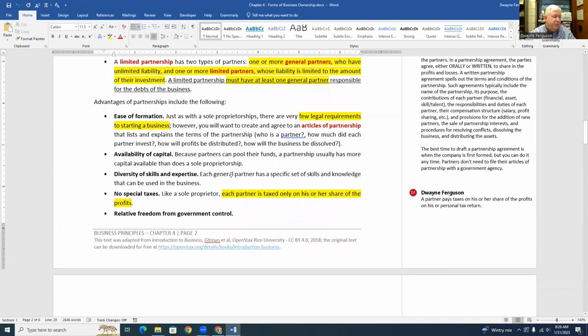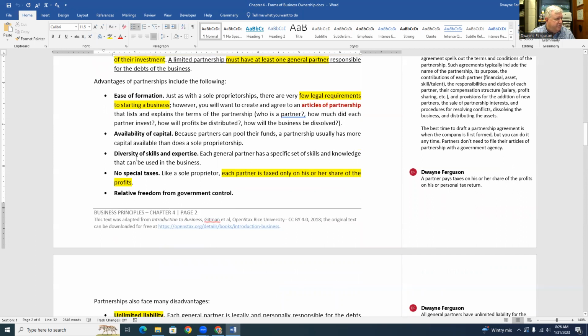Availability of capital. Of course, there's more than one of you. Just like a sole proprietorship, a partnership is going to get most of its startup money from its own funds. So you might highlight that. Diversity of skills and expertise: there's more than one of you, so you have different things that you're good at.